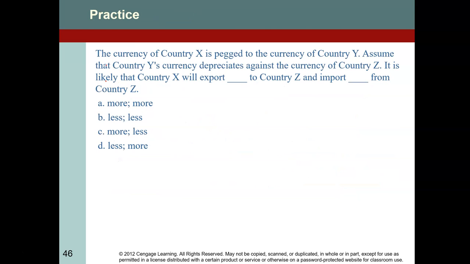Let's look at a practice question here. The currency of country X is pegged to the currency of country Y. Assume that country Y's currency depreciates against the currency of country Z. It is likely that country X will export to country Z and import from country Z. Okay, I'll leave you 30 seconds in the video to think about this question. You can also pause the video.